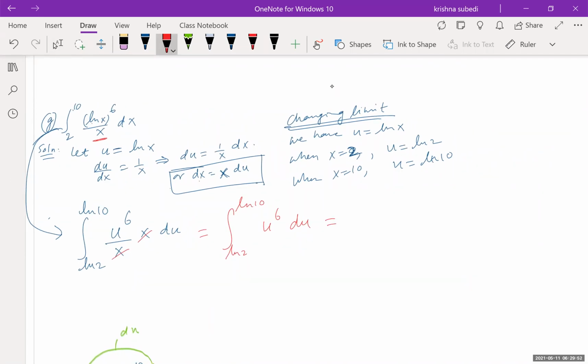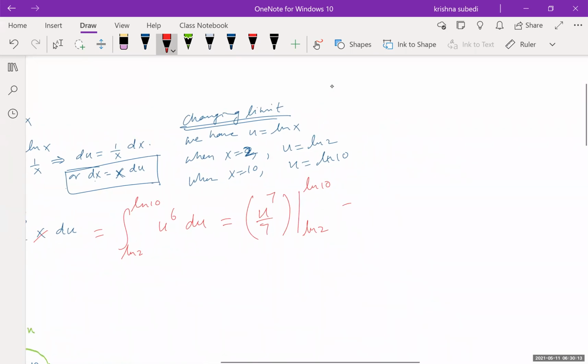Now this becomes u raised to power 7 over 7 plus c. But remember, we don't write c here because it's a definite integral, no c. Okay, u raised to power 7 over 7, from ln 2 to ln 10, and our variable is u. Now just substitute. You already know the fundamental theorem of calculus, part 2. According to that theorem, we will be writing ln 10 raised to power 7 over 7 minus ln 2 raised to power 7 over 7, right?